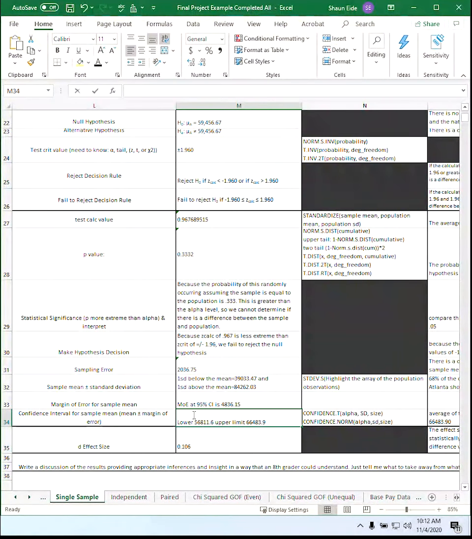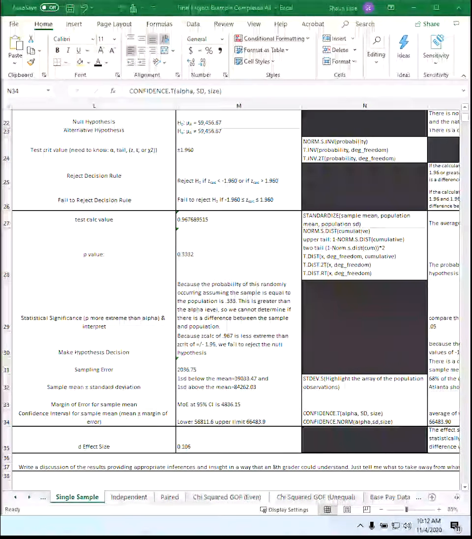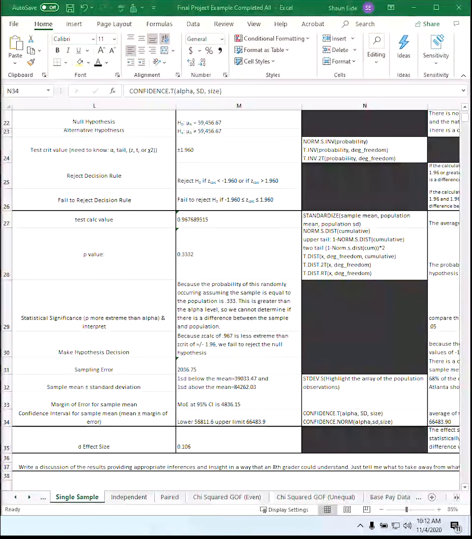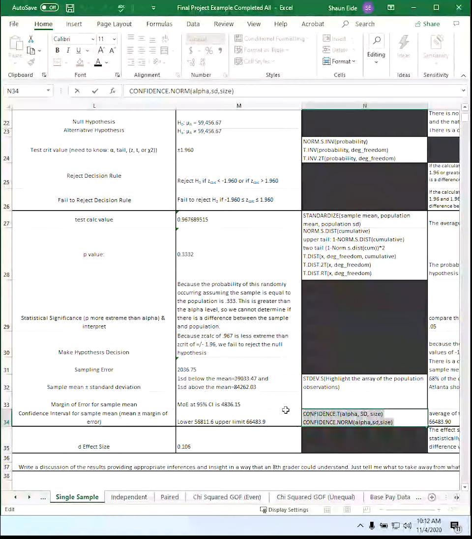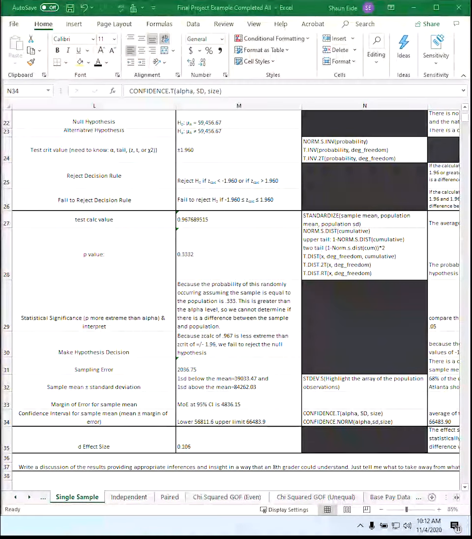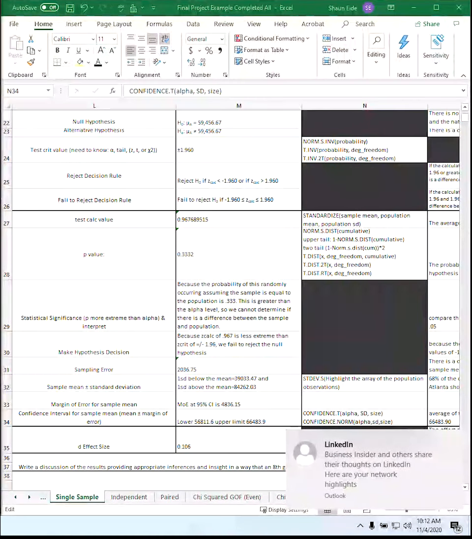Okay, and then right down here, give me the lower and upper limit of the confidence interval. In yours, there are some possible issues with the confidence interval formula. So I wouldn't suggest using this. I would suggest just calculating it by hand, using what I showed you.